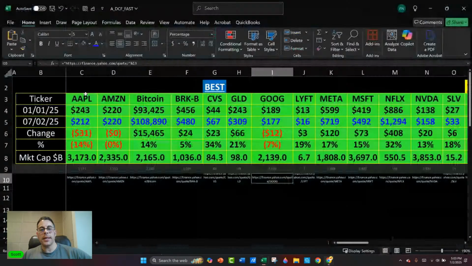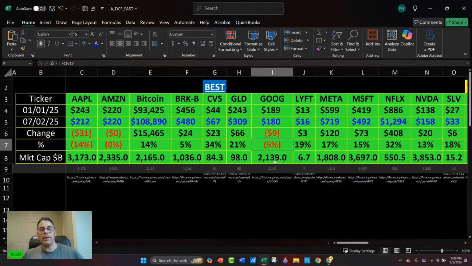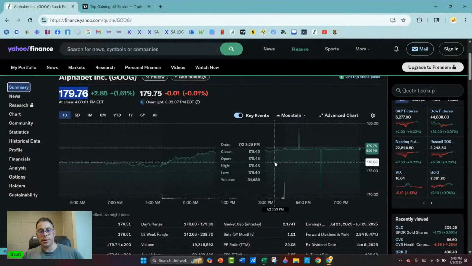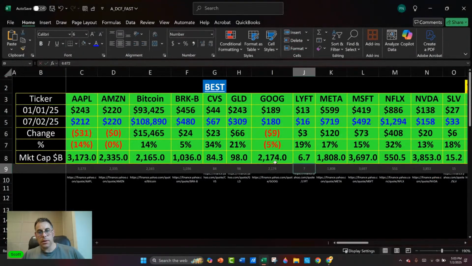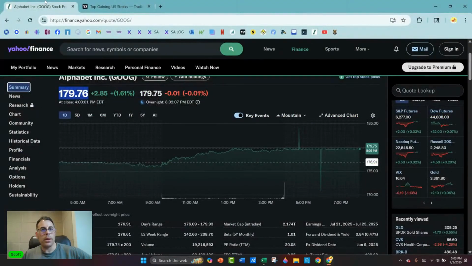Google 179.76. Google's up today. It's down for the year. It's still down. Lyft. I'm not sure how Lyft got on this list. We'll update it anyway.